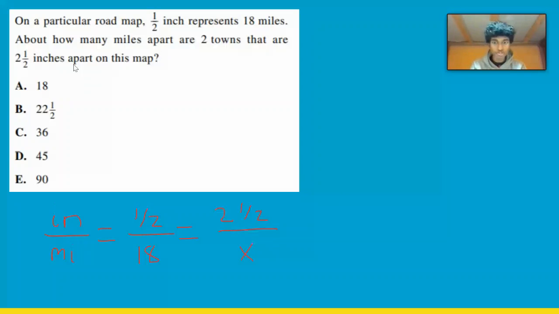So to solve this proportion, we can simply rewrite 2 and 1/2 as 5 halves. And then to get from 1/2 to 5 halves, we would multiply by 5. So to get from 18 to x, we would also have to multiply by 5. So this means that x is equal to 90 miles. So therefore, our answer is E.